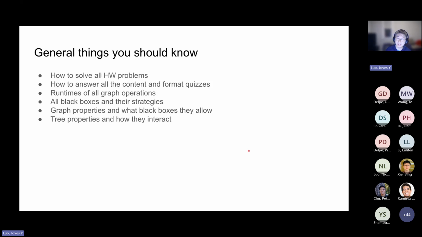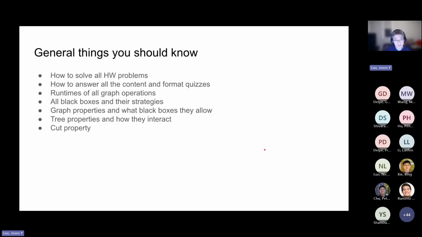Tree properties and how they interact. So that was, I believe, the second office hour for this topic. So go and learn all the tree properties, the n-1 property, the unique path between all vertices within the MST. So all those properties you should know because they'll help you with solving MST problems, and they'll also help you with any multiple choice questions.